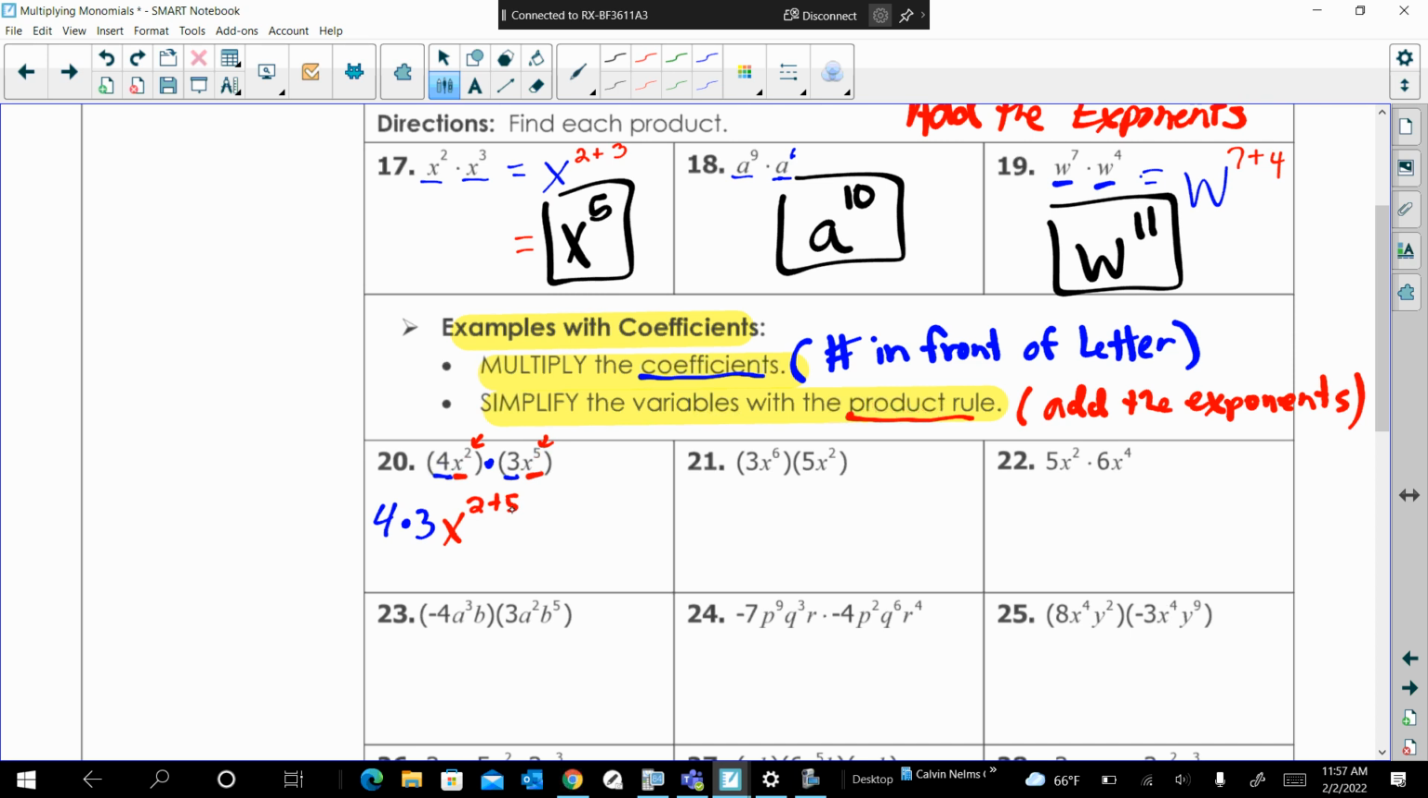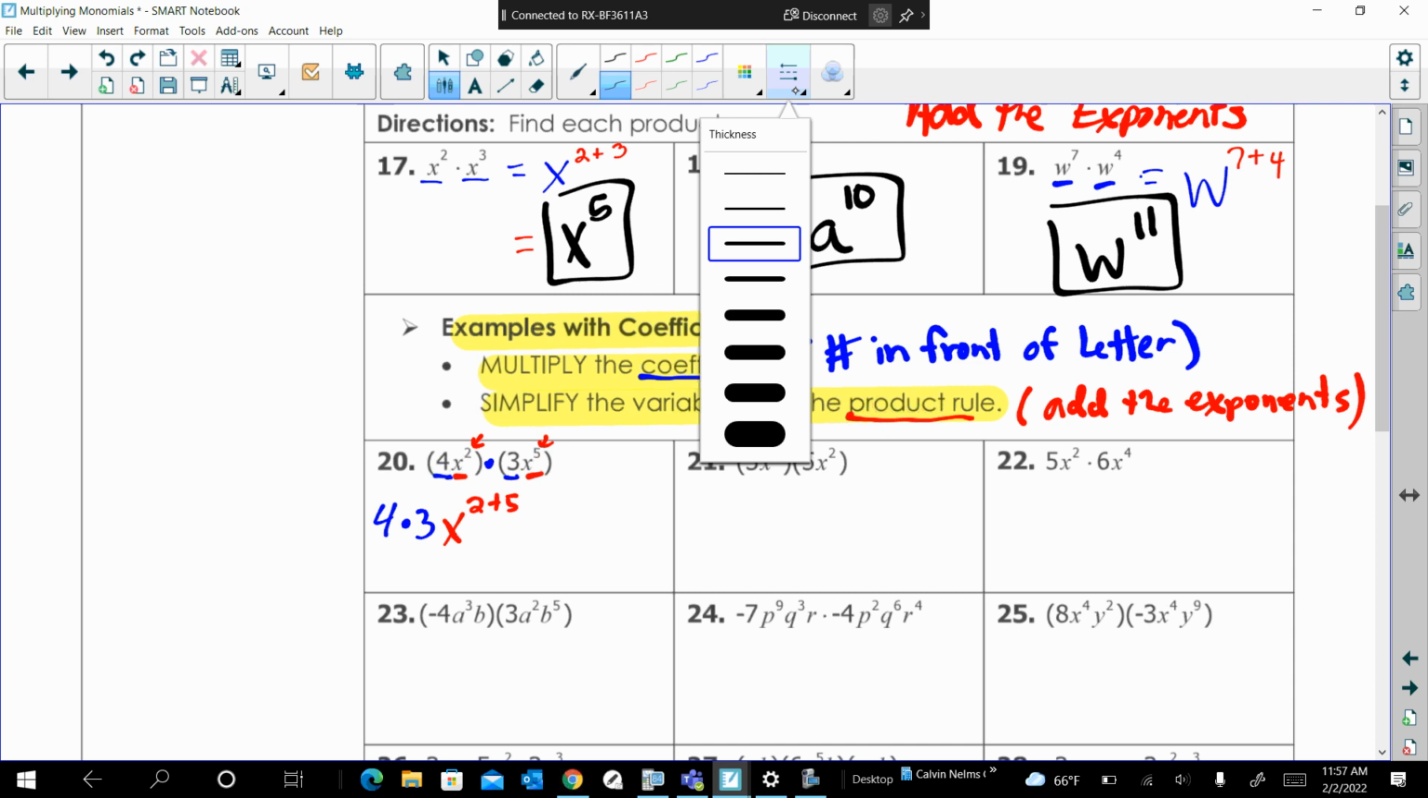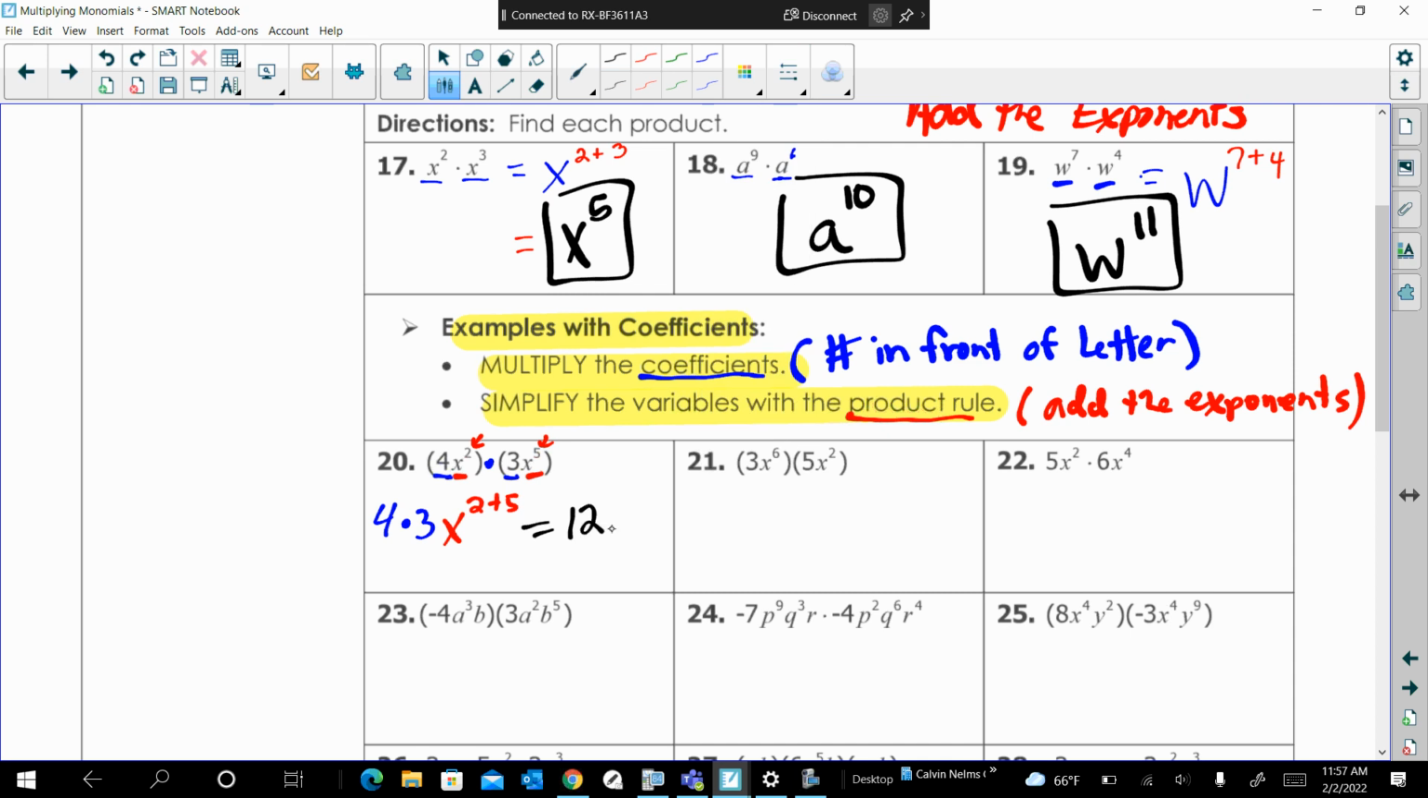Well, now we're going to simplify this. What is 4 times 3? 12. So this becomes 12, the number in front. And what is 2 plus 5? 7. So that means x to the 7th power. That is our answer.